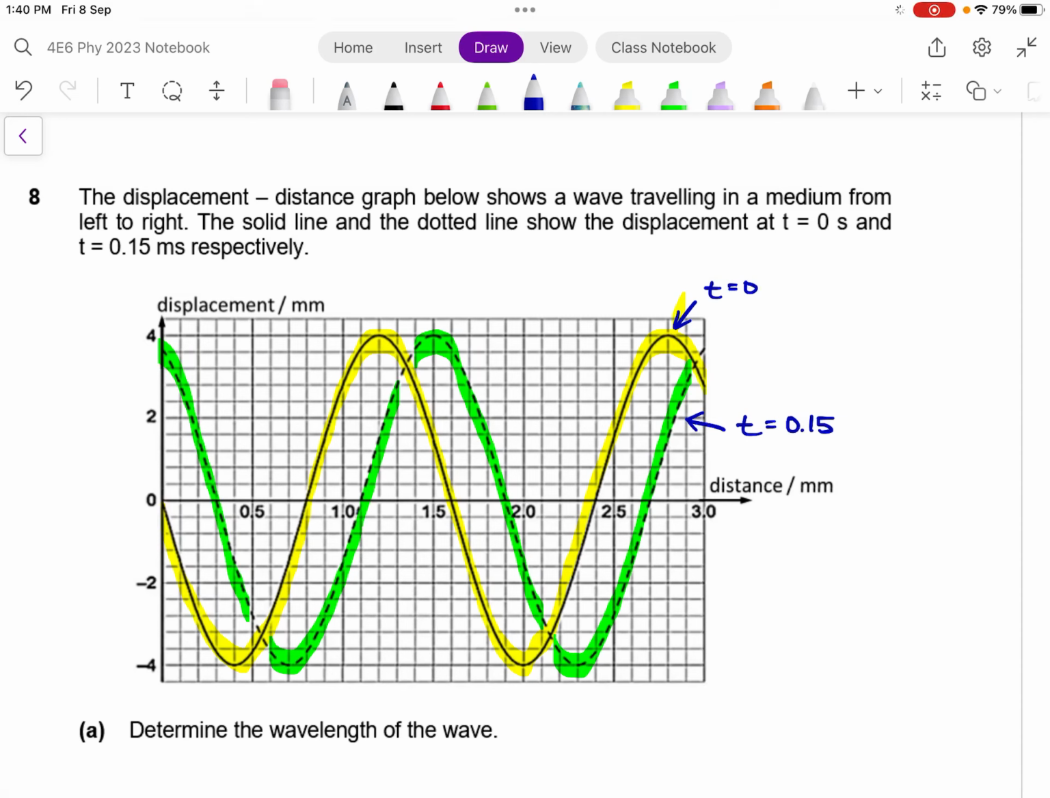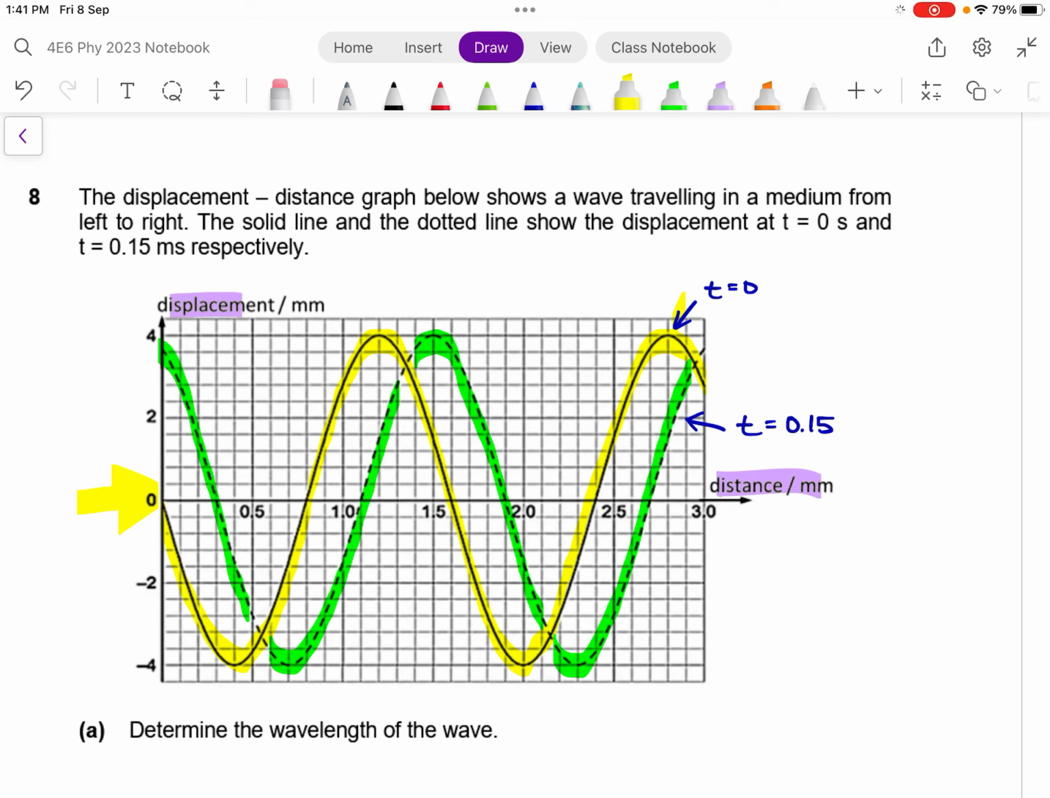For question 8, I want to check whether the students understand that a displacement-time graph is basically a snapshot of where each particle is from the undisturbed position, like a photograph. And I want to see whether they understand what the speed of a wave is. So I designed this question.